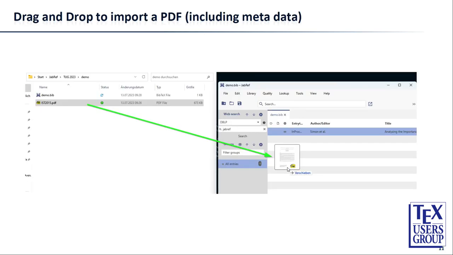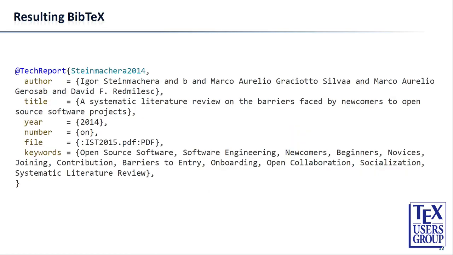One possibility is to drag and drop the PDF into JabRef, and then JabRef looks into the PDF and extracts the metadata from it. So in this example PDF, it goes like, okay, here this paper is from Igor and B, which is a mistake, we'll fix it later, and Marco and so on, with the title, year, and the number was also something not okay, but the rest looks good. So this is a good first guess how to fix.